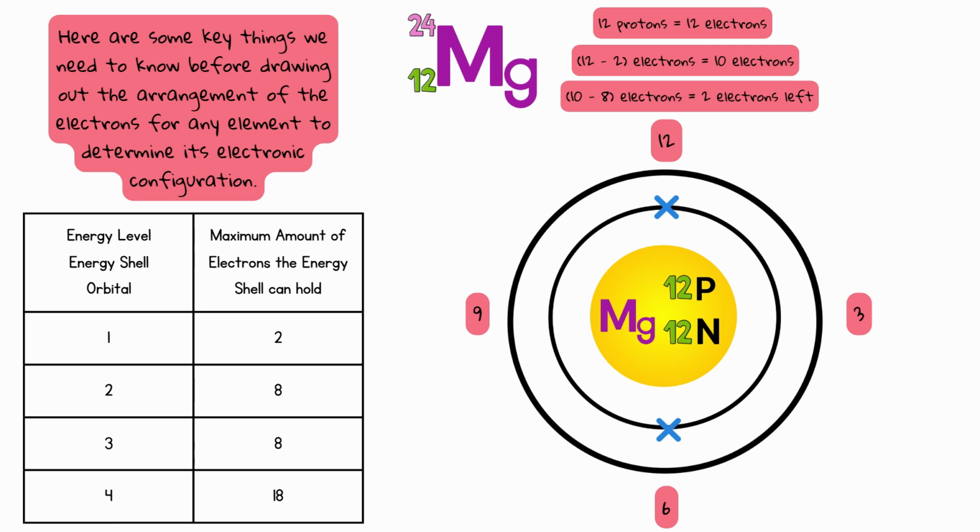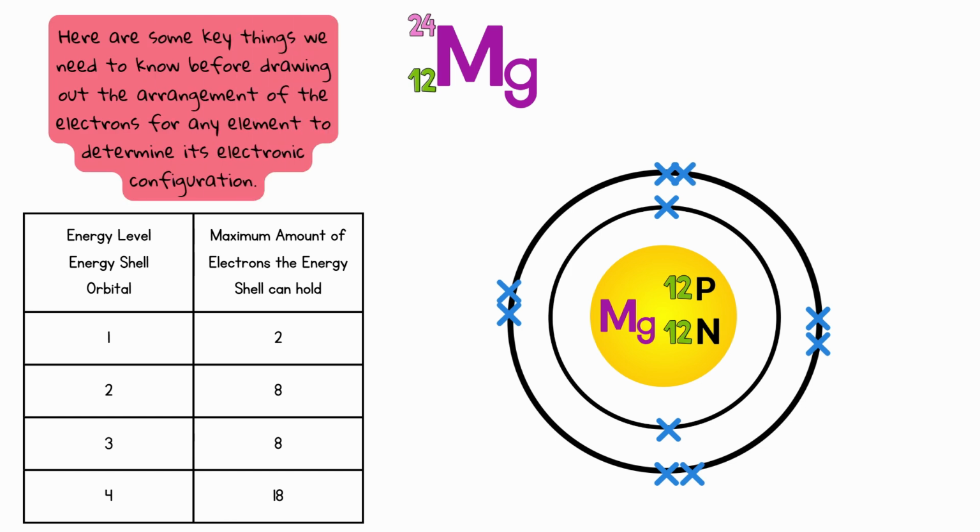When we are filling out our energy levels, we want to put our electrons at the 12, 3, 6, and 9 o'clock position, one by one. So if we start with the first 4, nice, we have that filled, and then we fill in the second 4, and now we have 4 pairs of electrons.